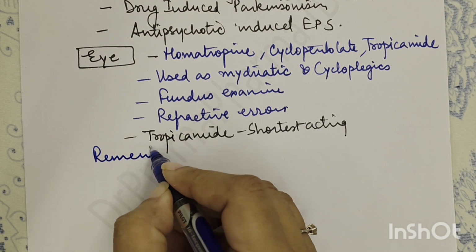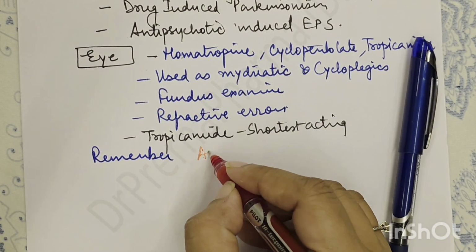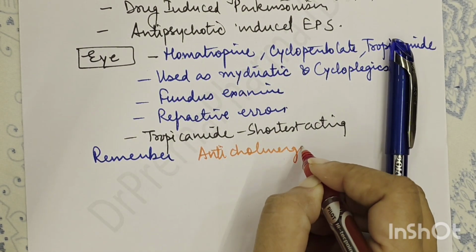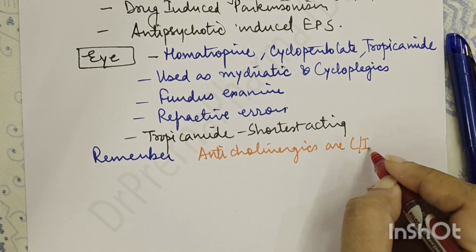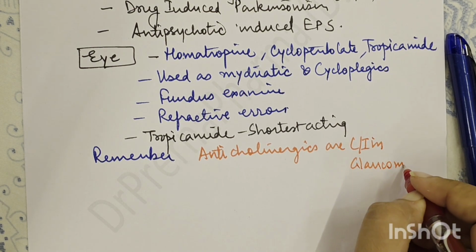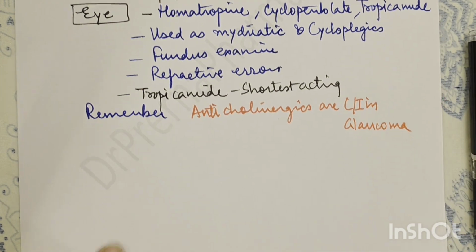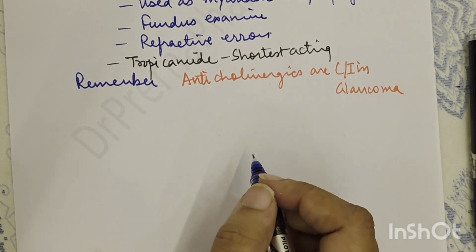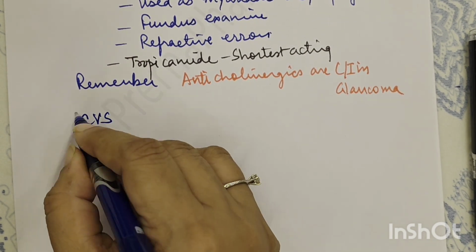Remember that anticholinergics are contraindicated in glaucoma. Okay, don't use them in glaucoma because they cause mydriasis and then they will increase the intraocular pressure. Coming to the uses in CVS.